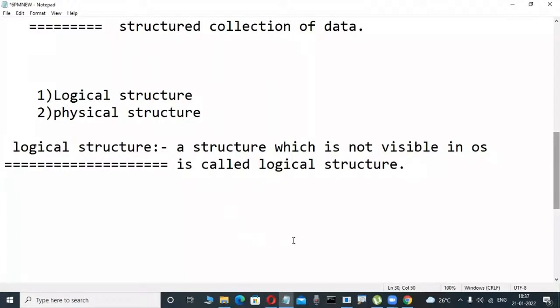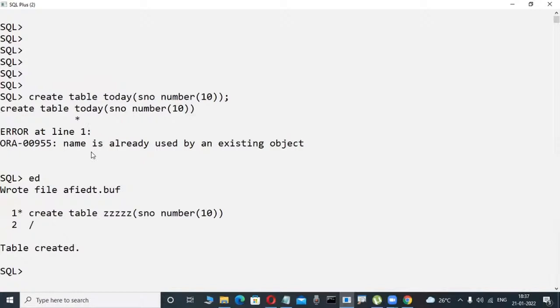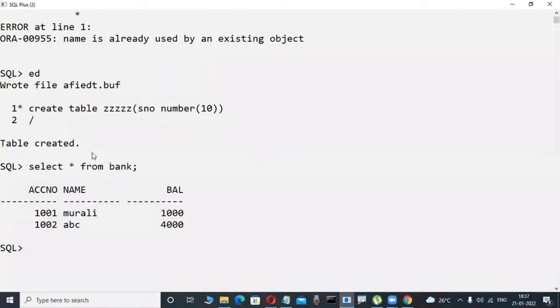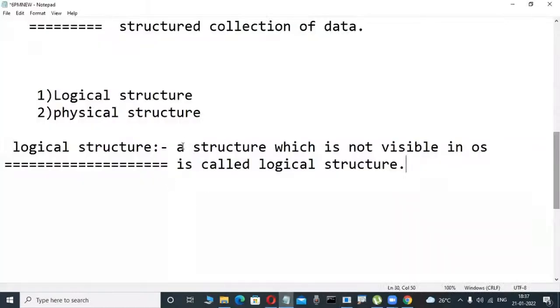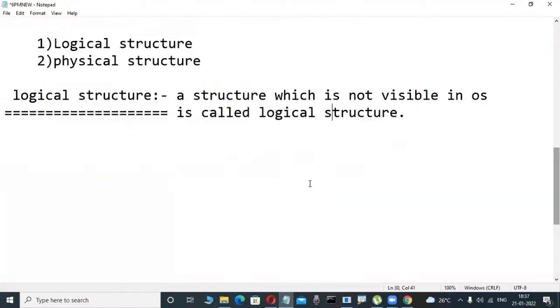That's why when you create a table, we are unable to view it in the C drive, D drive like that. But where is it visible? Yes, in the database. This is a database only, don't worry. In this database only, it is visible. Those tables are visible in the database, but not in the C drive, D drive. That's why a structure which is not visible in the operating system is called a logical structure.